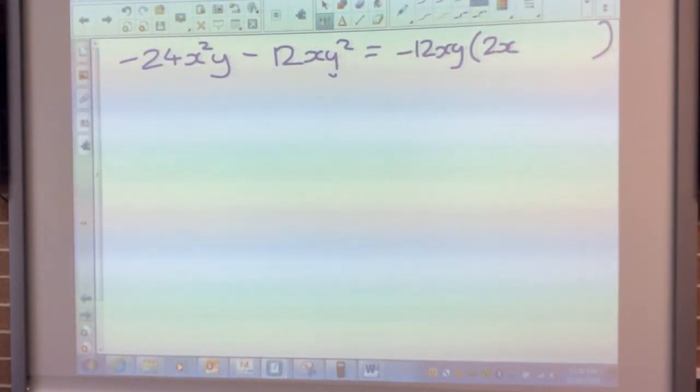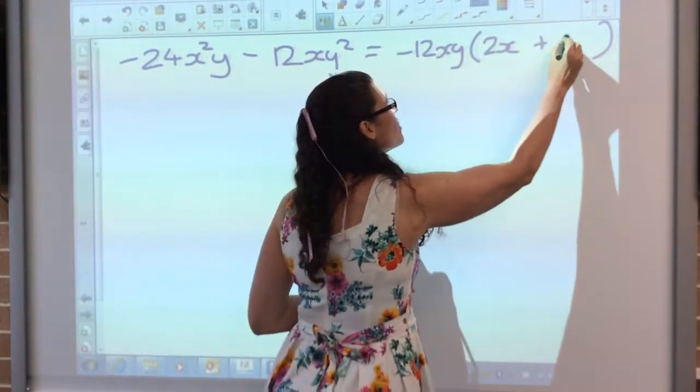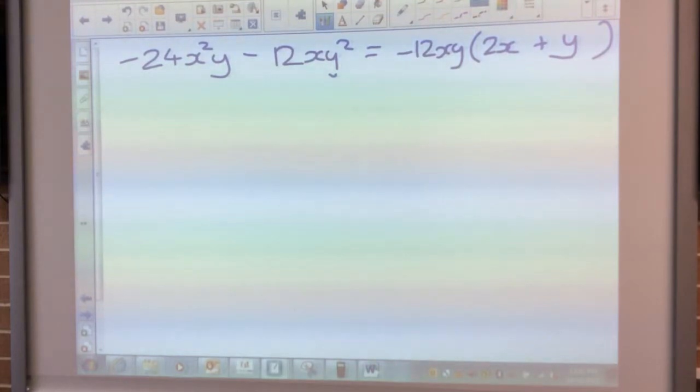What about the second term? Anyone want to share their answer for that one? Someone different? Yep. Don't look at the person behind you. Plus y. There's going to be a positive and a y, and that's it, isn't it? Yeah. Because I've divided the 12 out. 12 divided by 12 is 1. Okay? I've divided the x and the y out, so it's just plus y. Well done. Is everyone happy with that?